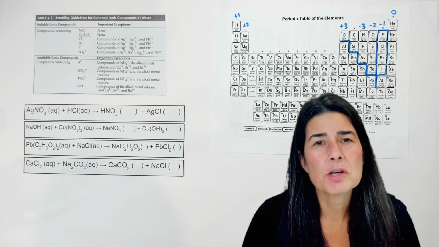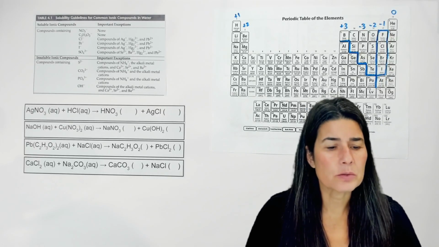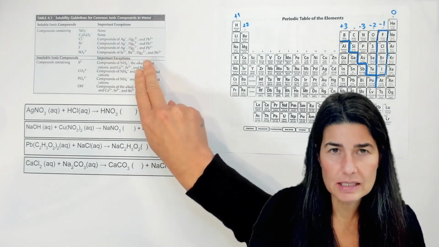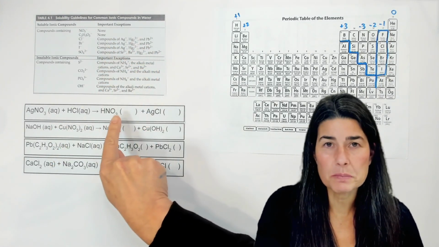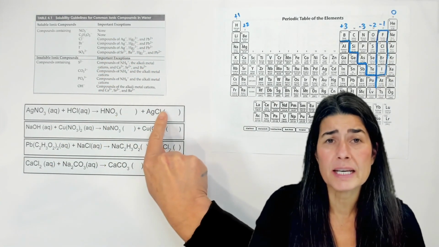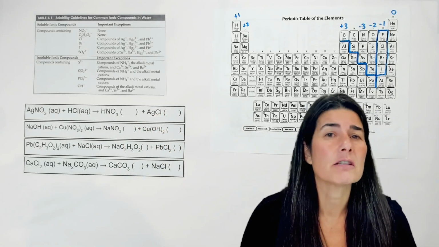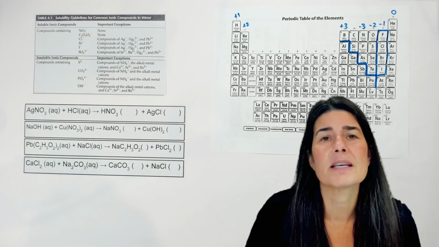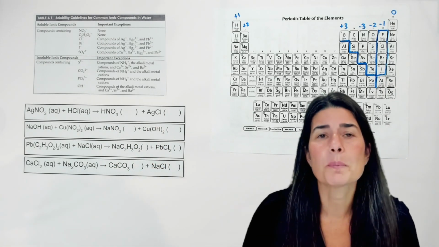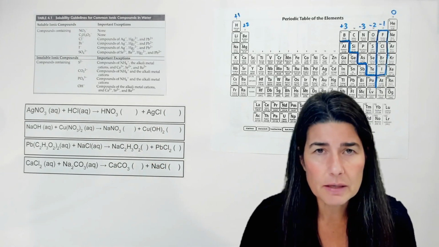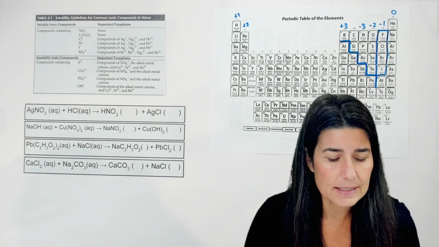Okay, one of your objectives is learning how to use a solubility table for double displacement reactions in order to predict what the states of matter of your products are. We really are trying to find which of these products is your precipitate. Your precipitate is the solid product, and we're going to get to that in a second.